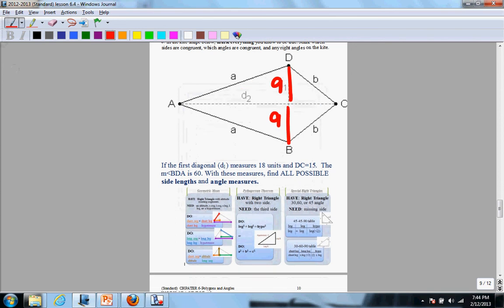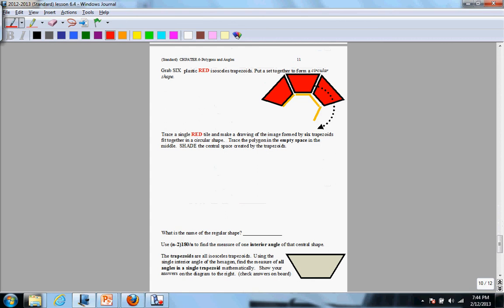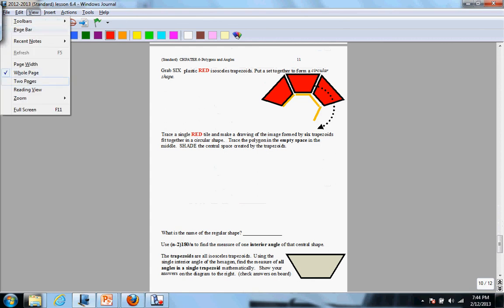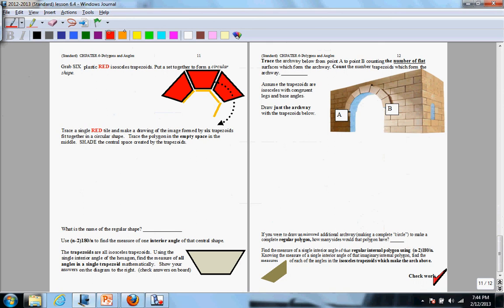Pages 9 and 10 go together. 10's the workspace for 9. 11 and 12 go together. To do 11 and 12, you're going to need some red hand tiles. The red hand tiles are in the back of the classroom, some red trapezoidal tiles to help you with page 11. Then the information from page 11, what you discover, carries over to the next page, 12.